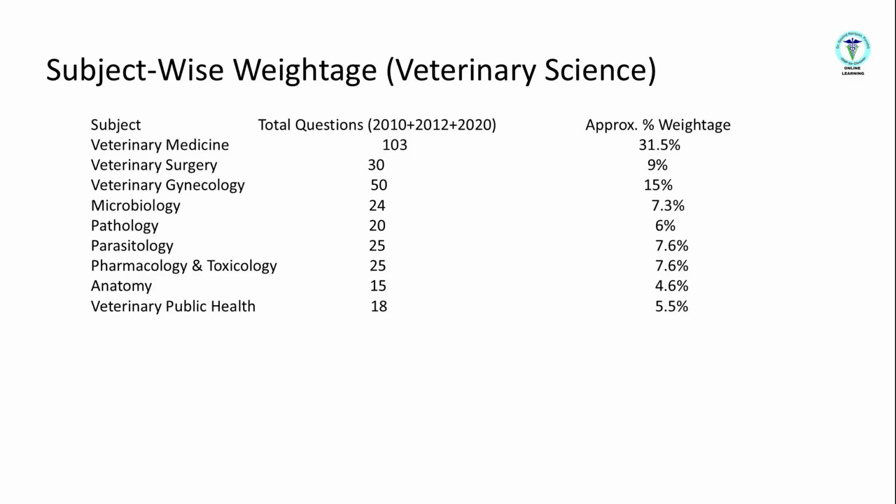The past paper analysis reveals that veterinary medicine, gynecology, and surgery are the highest weighted subjects. Microbiology, pathology, parasitology, and pharmacology and toxicology have moderate weightage. Anatomy and veterinary public health carry lower weightage but still appear consistently. Focus first on high-frequency green concepts in high-weighted subjects.